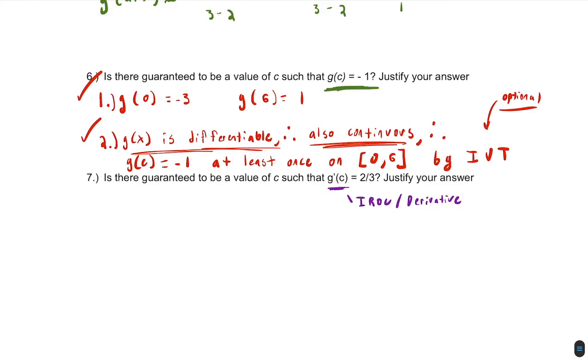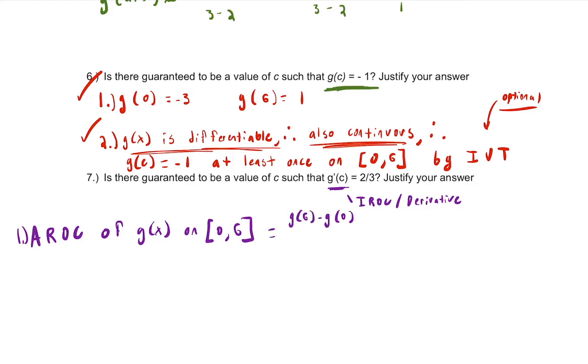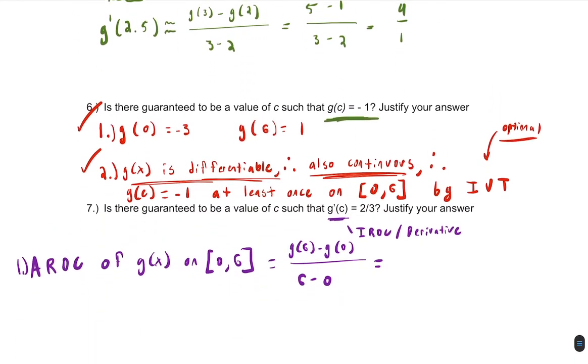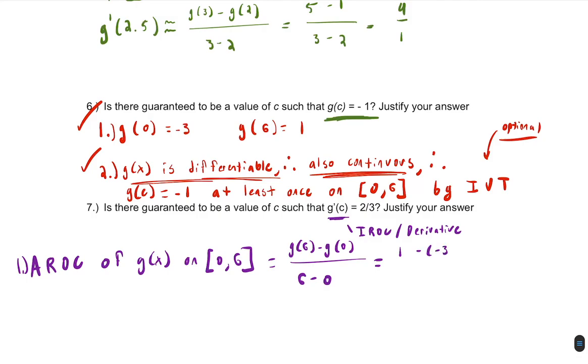So here is exactly what I would say. I would say the average, and you can use this abbreviation, the average rate of change of g of x on 0 to 6 equals, and I kind of like to just do this whole thing. It's worth the time to me because then if I make a mistake, I can still get partial credit. 6 minus 0. So we have here, what was it? g, it was 1 and -3. So 1 minus -3 over 6 minus 0. And so we would have 4/6 equals 2/3.